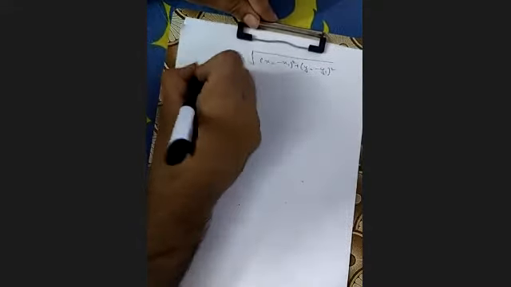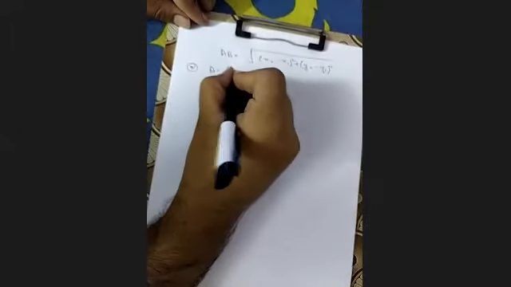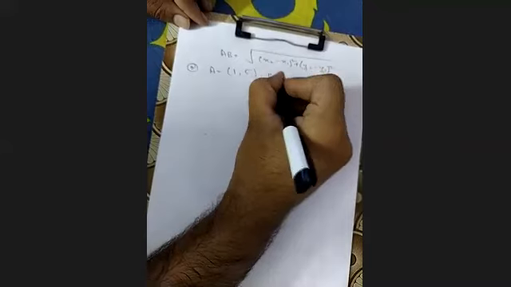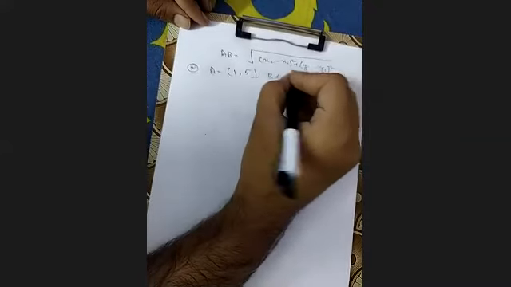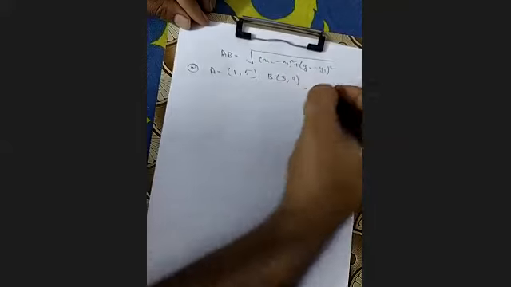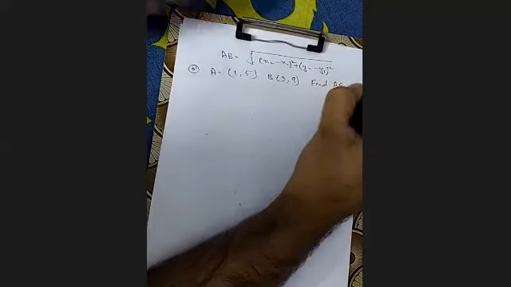Okay. Now second question. A is equal to 1 comma 5. B is equal to 3 comma 9. Find AB. By AB, I mean the distance between A and B. Now how can we find it?